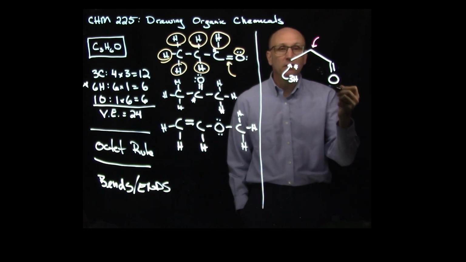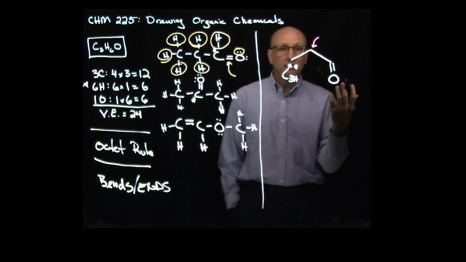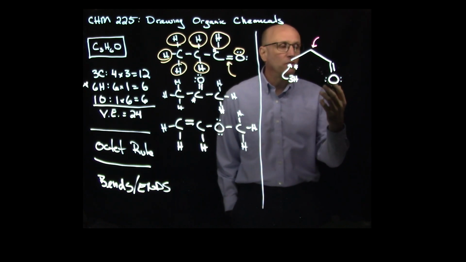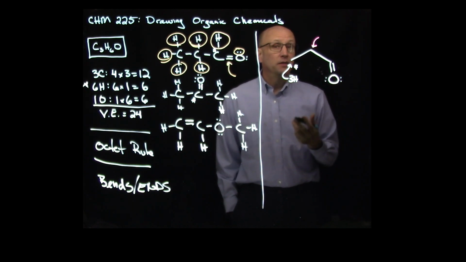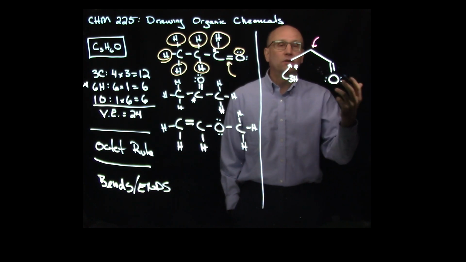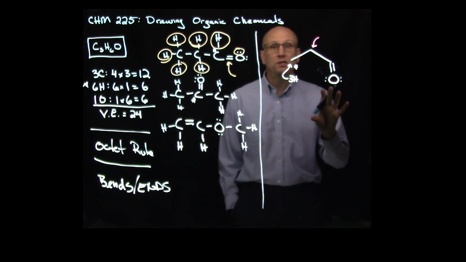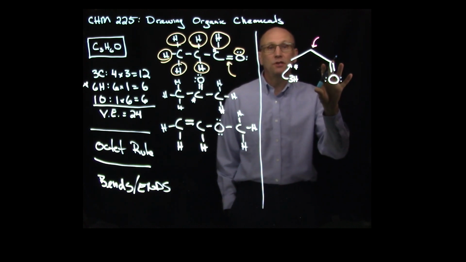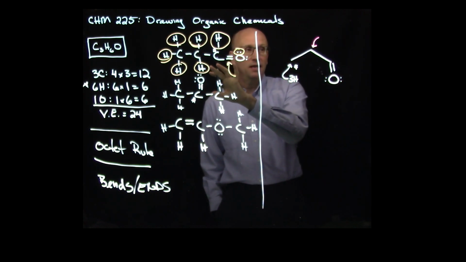I don't have to put in lone pairs on the oxygen. Now you're not going to get marked wrong, or there's nothing wrong with putting those lone pairs in there. They're just not necessary. It might be a good idea at the beginning to include them so it reinforces that you know that they're there. But this is all we have to include to represent this compound.